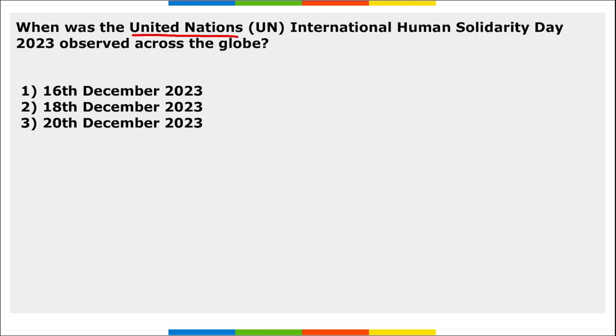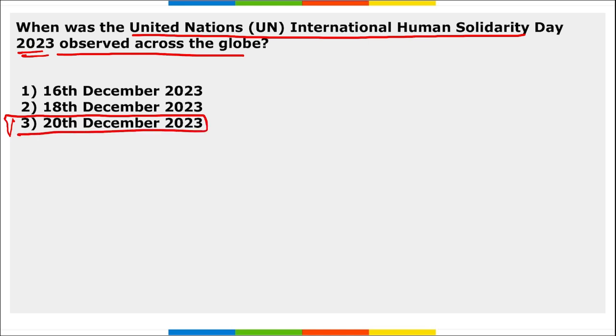Next, when was the UN International Human Solidarity Day observed across the globe? So, UN International Human Solidarity Day is observed across the globe on 20th of December, to raise public awareness of the importance of solidarity in addressing global challenges such as poverty, inequality, and injustice.